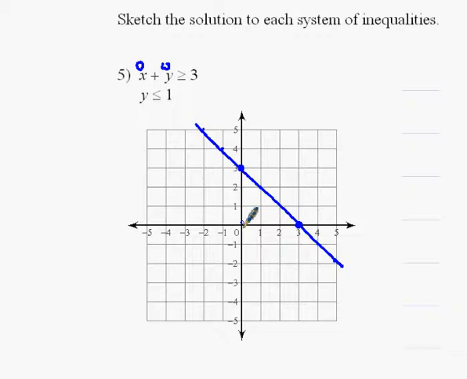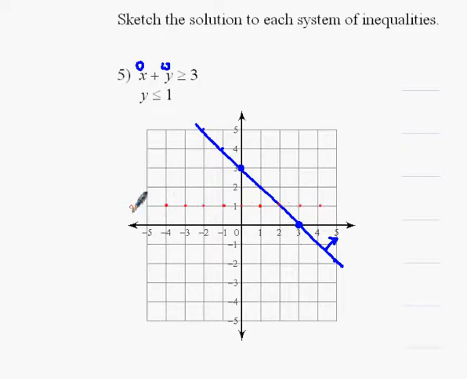And as you saw in the previous video, instead of actually shading for now, I'm simply going to make a little arrow that reminds me that's the direction I'll shade later. The second equation is simply y is less than or equal to 1. And you may recall that when it's just y equals a number or x equals a number, the lines are actually pretty straightforward. If it's y equals 1, that means I'm looking for all the points along here who have a y coordinate of 1.